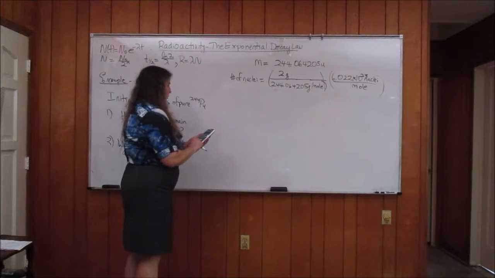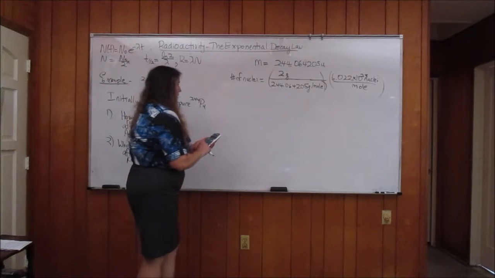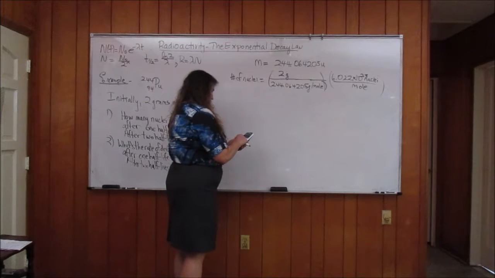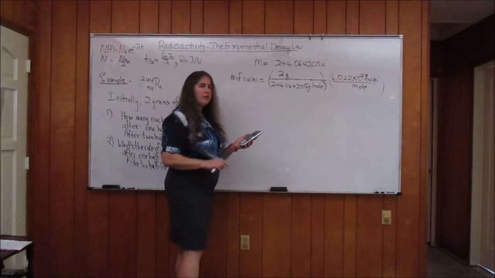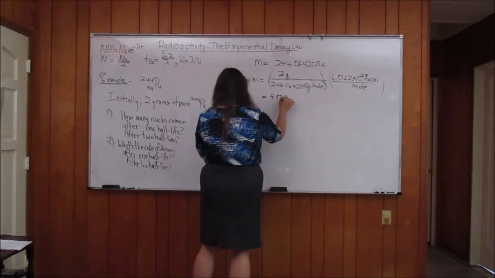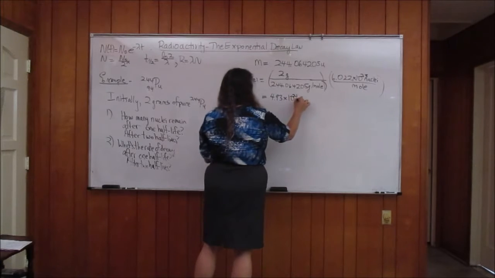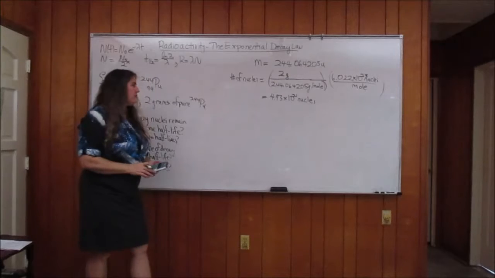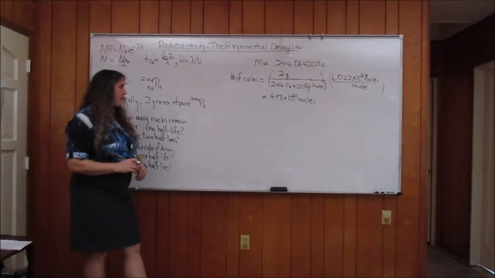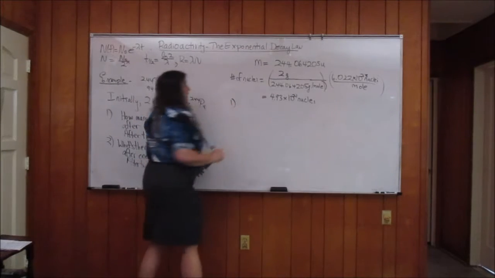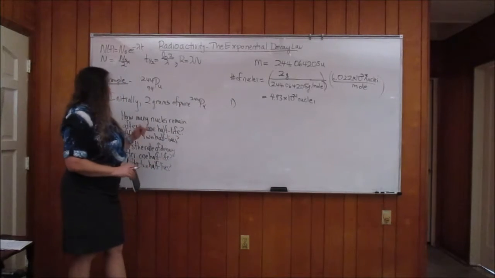So this is 2 over 244.064205 times Avogadro's number. And we've got 4.93 times 10 to the 21st nuclei. So the question is, how many nuclei will remain after one half-life?